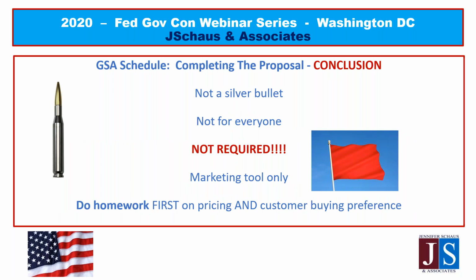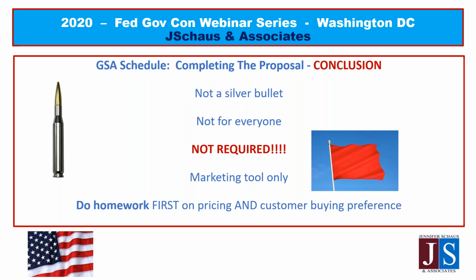Again, it's not a silver bullet. It is not for everybody and absolutely not required to do business with the government. There are plenty of opportunities out there that do not require a GSA schedule or some other contract vehicle. And there are agency-wide contract vehicles: Navy Seaport-E, NASA SEWP. Every department more or less has their own contract vehicle. It's just that GSA schedule can be used across all.